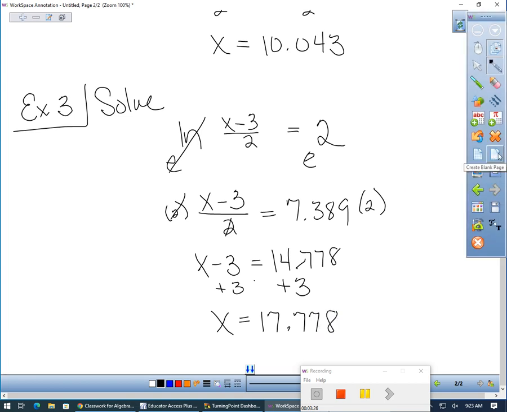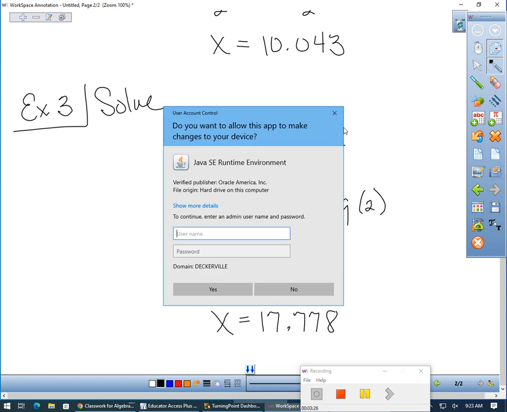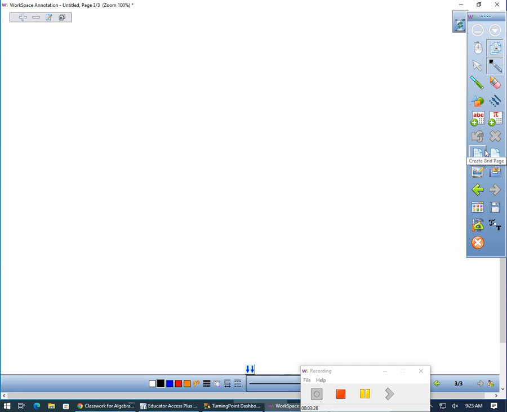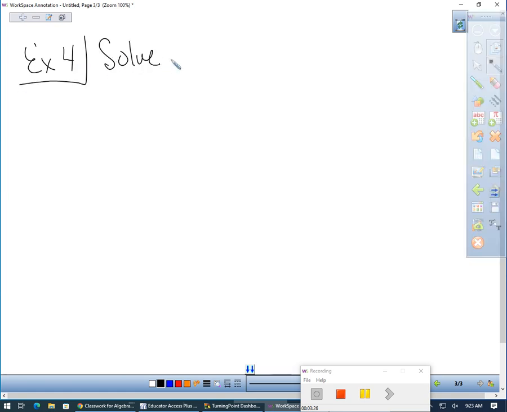All right, let's try one more from this section, because we haven't talked about how to get something by itself yet. So example number 4. Let's say we solve 2 natural log of 3x equals 1.